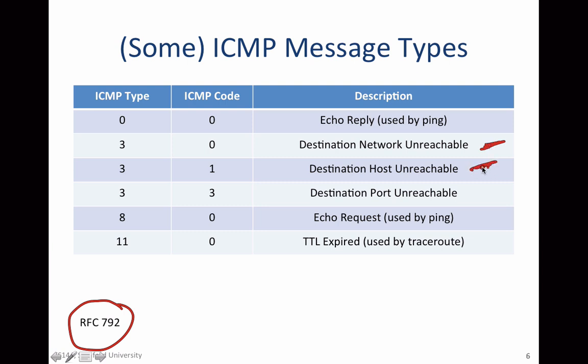Host unreachable, that's if an IP datagram gets to the last router, but then the last router doesn't know where the host is. Port unreachable means that the port that's contained inside, or the protocol ID that's inside the IP datagram, it doesn't know what to do with it. It doesn't recognize it at the other end. We'll see how echo reply, echo request, and TTL expired are used in a moment.